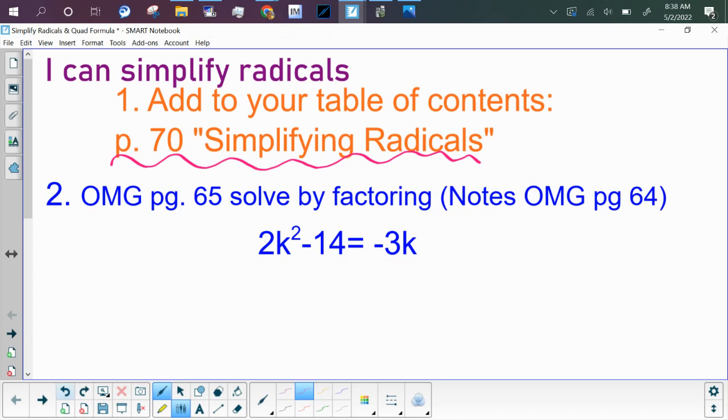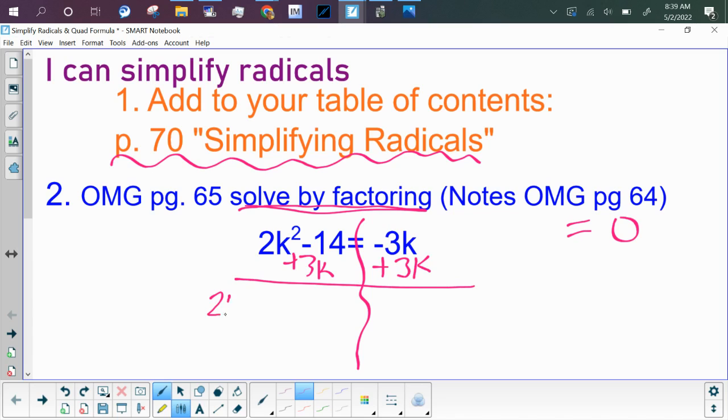Pause your video. You are solving this by factoring. If you don't know what to do, look at page 64. Okay, welcome back. So remember, our first step for solving by factoring is we always have to get it equal to 0 and put it in standard form. So the first thing I'm going to do is add 3k to both sides.